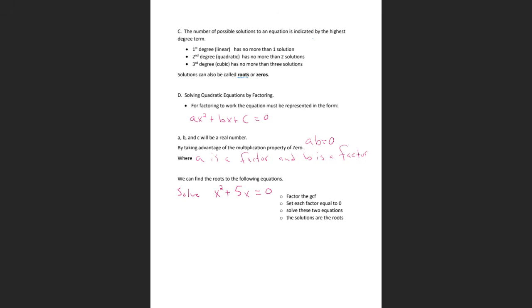So in this lesson, we're going to be solving quadratic equations by factoring. For factoring to work, the equation must be represented in the form ax squared plus bx plus c is equal to 0. For quadratic equations, there has to be a quadratic term, the x squared term. The linear term and the constant don't have to be there, but I think ours will. But this equation also has to equal 0.